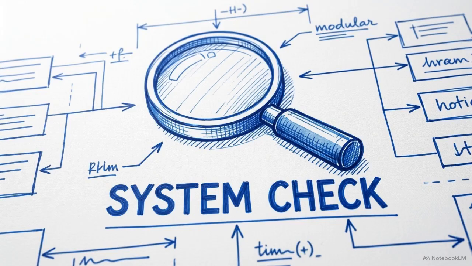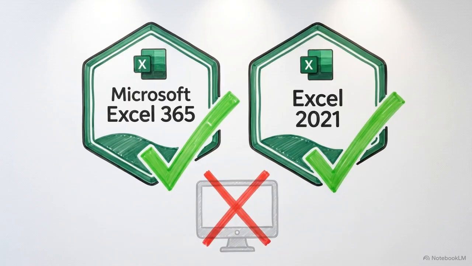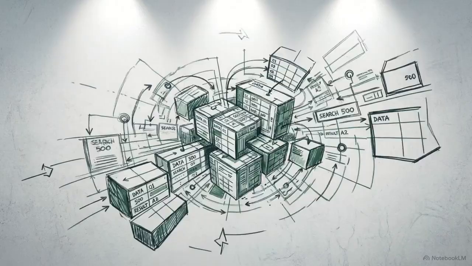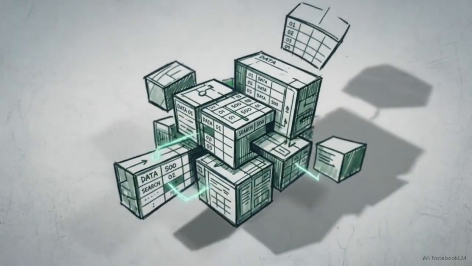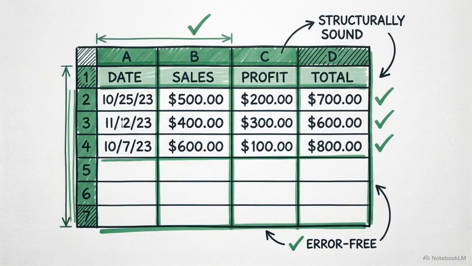Before we build, verify your software version. This function requires Microsoft Excel 365 or Excel 2021 to operate. Older systems cannot run it. Today, we will take a raw dataset and convert it into a dynamic, reliable employee lookup tool in minutes. We are removing the structural risks that cause legacy data systems to fail, ensuring your workflow remains intact.